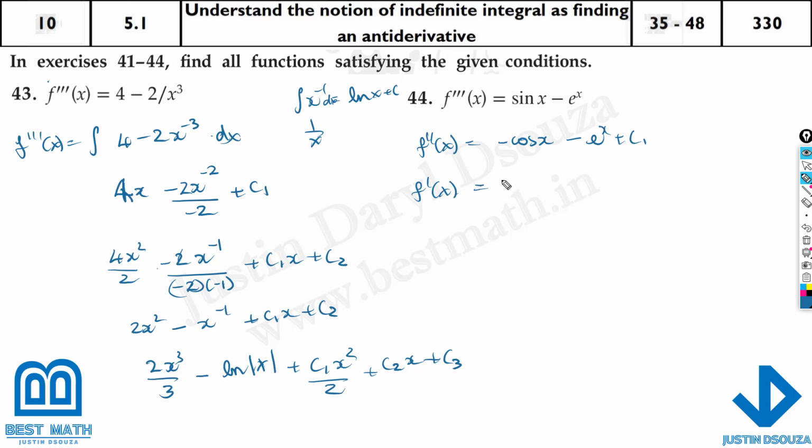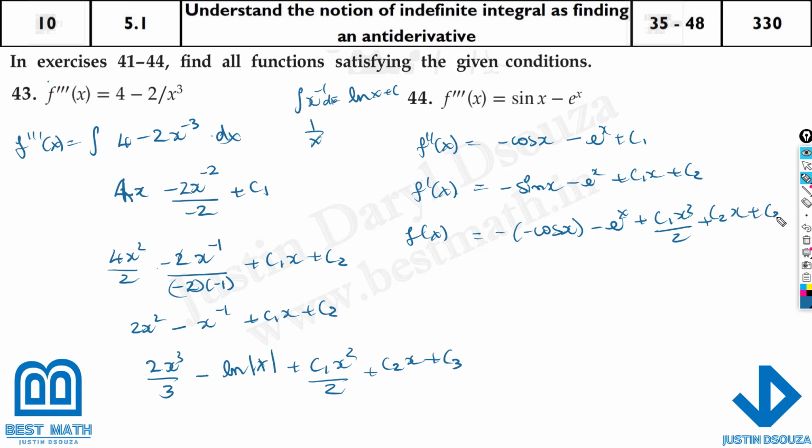First derivative would be, I've integrated once, second time antiderivative now. It'll be minus sine x minus e to the power x plus c1x plus c2. Now lastly, the function f of x will be given by the final integration. It will be minus cosine, minus and minus will be plus. Or let me do the step here. Minus and minus, minus e to the power x plus c1x squared by 2 plus c2x plus c3.